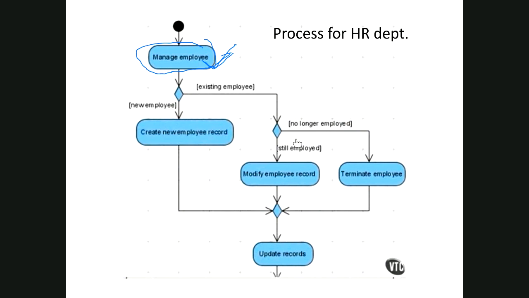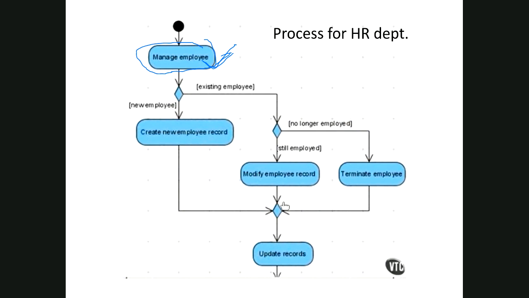So you started from the initial node, then you are trying to create this activity diagram for the process manage employee. Now the first question that you have to answer, or the first decision that you have to make, is whether I'm trying to manage an existing employee or I'm trying to manage a new employee. If I'm trying to manage a new employee, I will create a new employee record. A record will be created. This is the action that is performed. Then I will move forward.